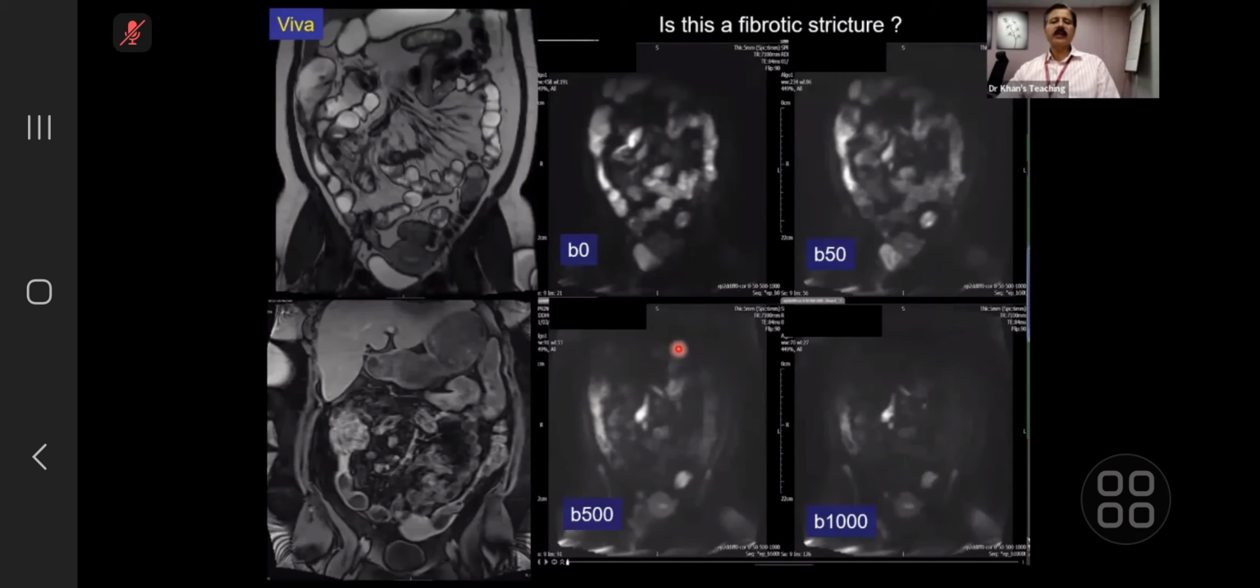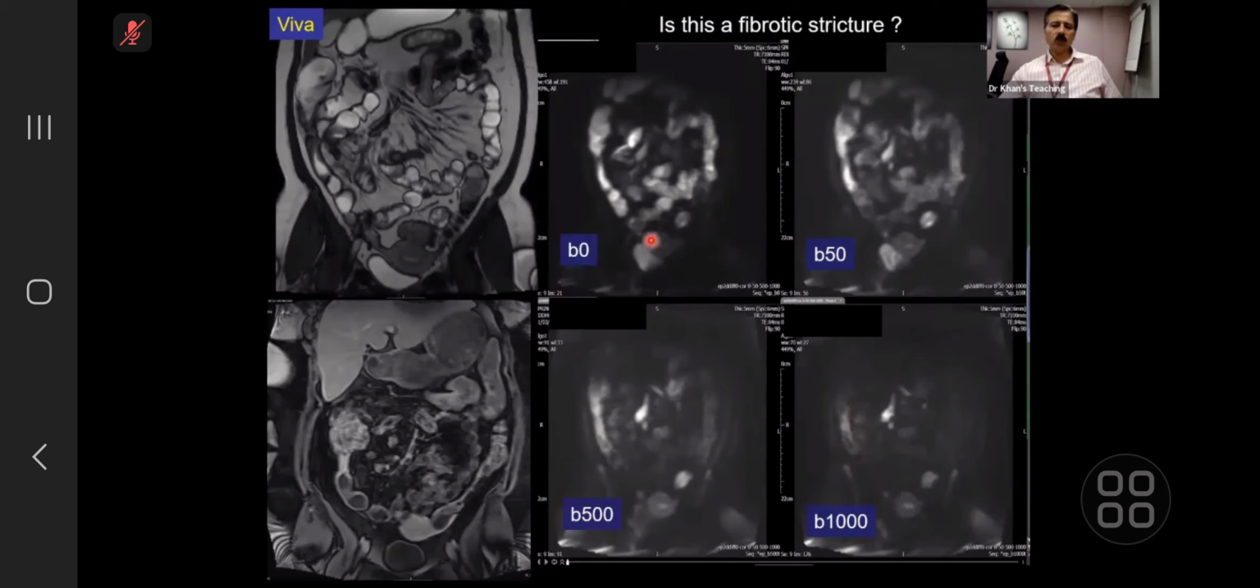Okay. So the idea here was to teach you how to infer the diffusion weighted images. What you do is you look at the finding on B0, then look at the same finding. So this is that stricture, right? Many things are high signal on B0 because anything which is high on T2 will be high on B0, so just concentrate here. Then B500, just concentrate here. And B1000, and still it is showing restricted diffusion. So the answer is that this is an active stricture.